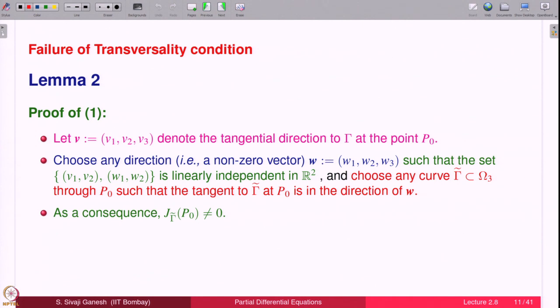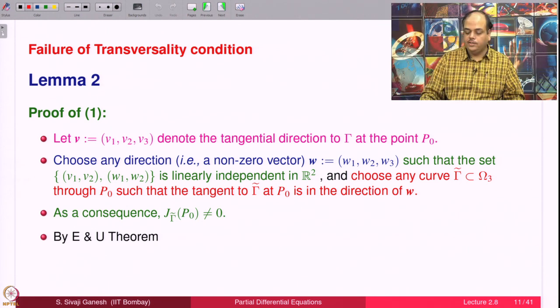As a consequence, J gamma tilde at P0 will be non-zero, because on one hand you had f prime, g prime earlier, and here you had that (A, B), because of that you got things 0. So this was 0 earlier, that means (f prime, g prime) is proportional to (A, B). Now, I replace this with a new thing (W1, W2), and this will be non-zero, because V1, V2 and W1, W2 are linearly independent. Therefore, W1, W2 and f prime s naught, g prime s naught, both these columns are linearly independent. So, the determinant is going to be non-zero.